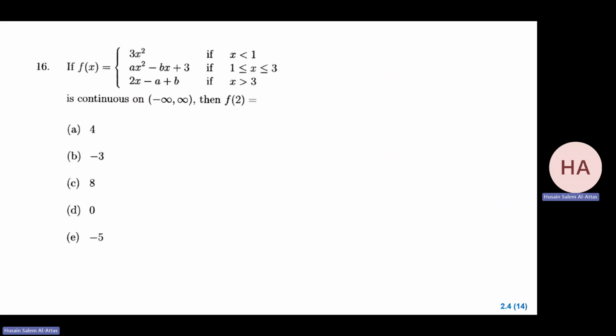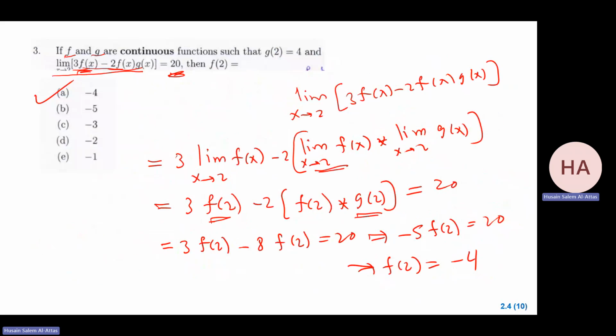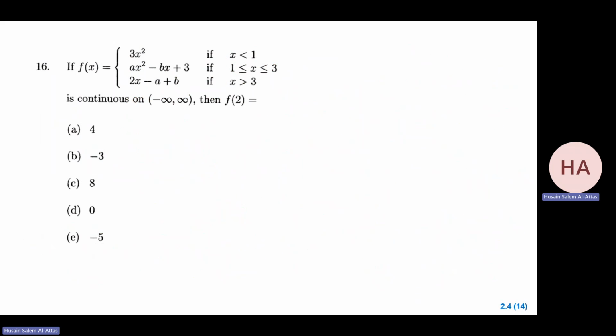Sometimes he asks about f of 2. I think we did this. Is it the same problem? No, he asked about f of 1 here. Yeah. He asked about something. So actually, he is concerned about this since 2 is here. Okay. Let's do the calculation.